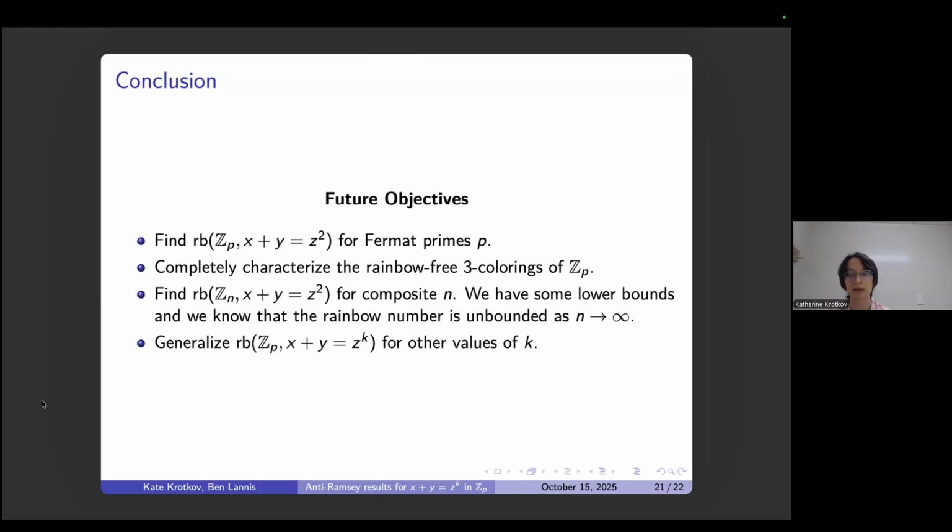And we're also interested in the rainbow number of our equation over Z_n for composite n. We have some lower bounds that depend on the prime factorization of n, and by these lower bounds, we know that the rainbow number is unbounded. It's not like the primes, where it's either 3 or 4. And we also want to generalize the rainbow number of x plus y equals e to the k, as I mentioned earlier, for Z_P, and potentially Z_n later, but Z_P is definitely the first stage to go in because Z_P is a field. And we want to do that for other values of k, like Ansaldi et al. did as the respective version of their expansion on Jeong's work with x minus y equals e squared.